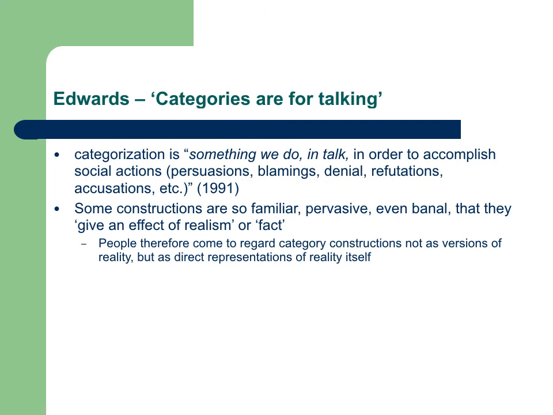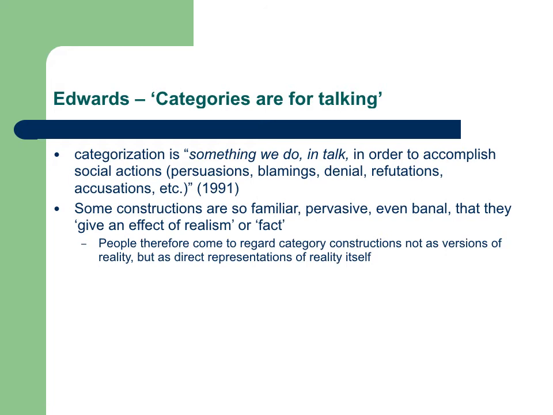In a similar vein, Derek Edwards argues that categories are for talking. That's what categories do. They function in talk in order for people to get things done. Categorisation, he says, is something we do in talk in order to accomplish social actions: persuasions, blamings, denial, refutations, accusations, etc.